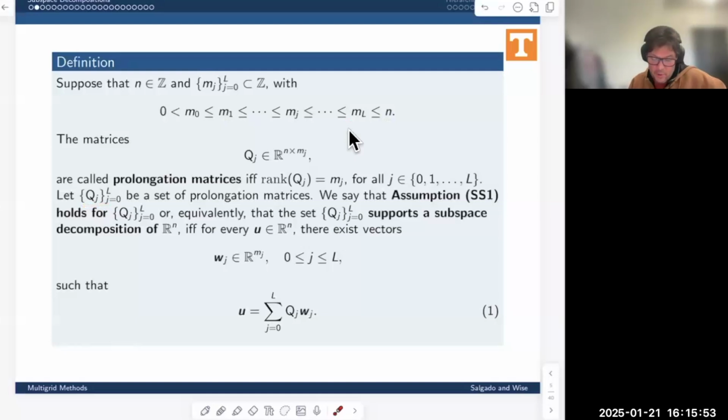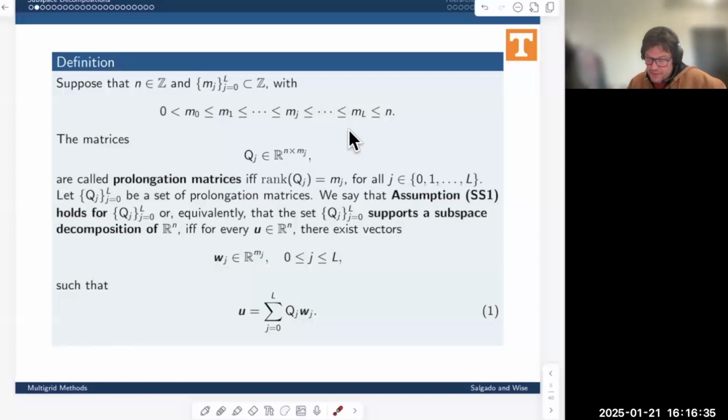We say that assumption SS1 holds for this collection, or we say that this collection supports a subspace decomposition of Rn. Notice Rn is kind of like our parent space, our space above all other spaces. If and only if, for each u in Rn, there exist vectors wj, each of which is in R^mj, so this would be like R4 or R5 or R6, like I said in the example, such that u is equal to the sum of the prolongation matrices Qj times these coordinate vectors wj, if you like.